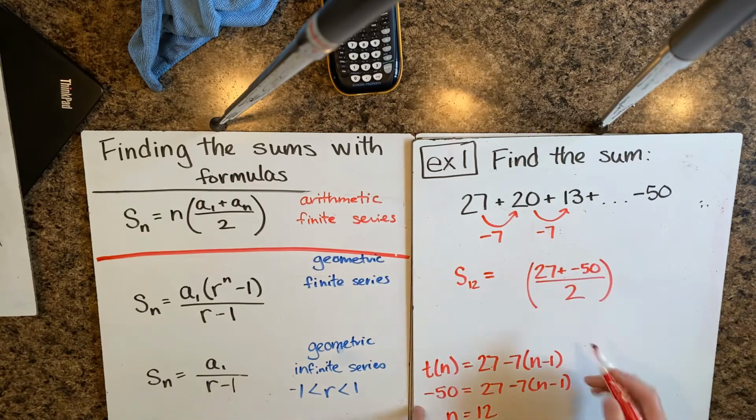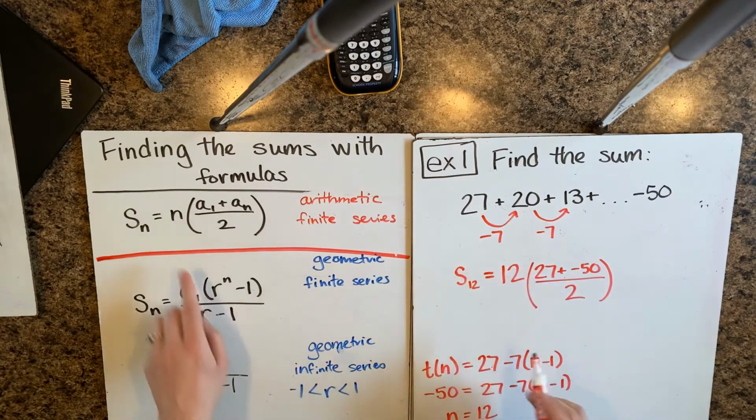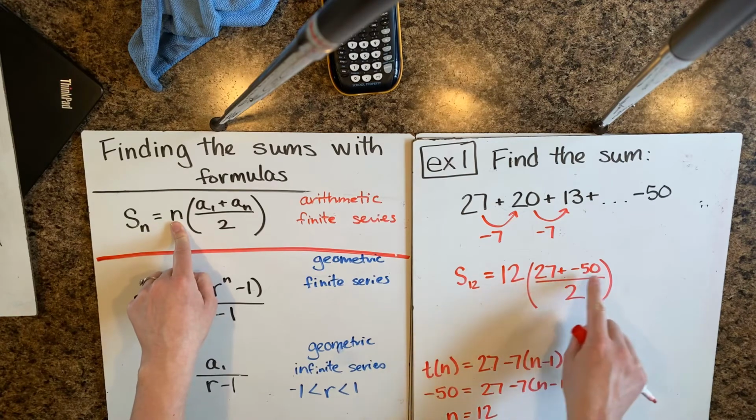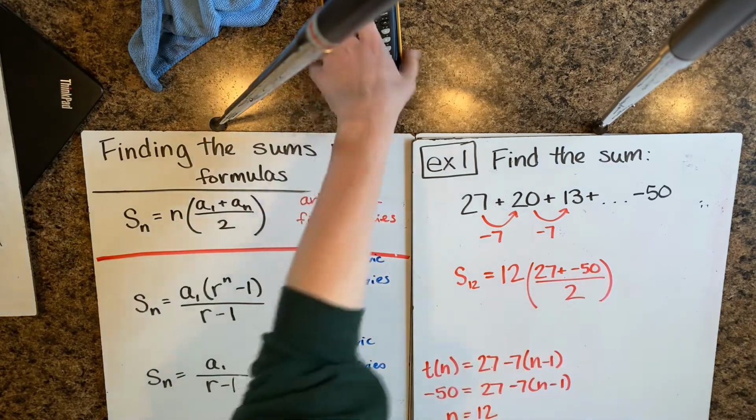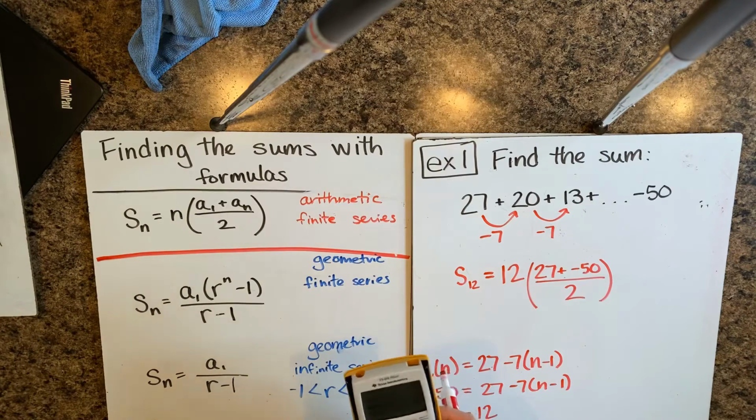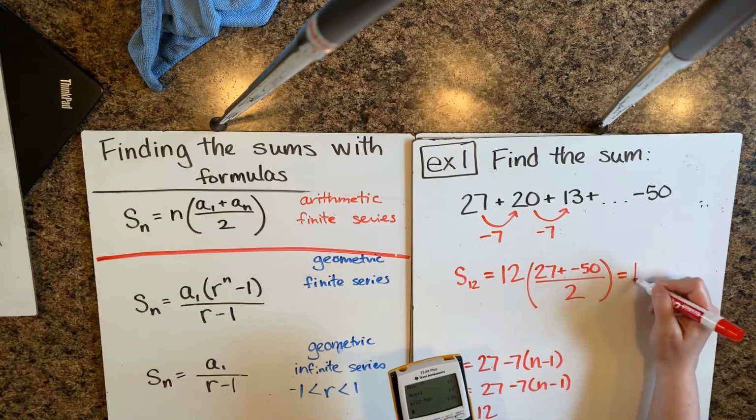I can just solve algebraically. So again, number of terms times first plus last divided by 2. So I've got, let's see, 6 times 27 minus 50, and I get negative 138.